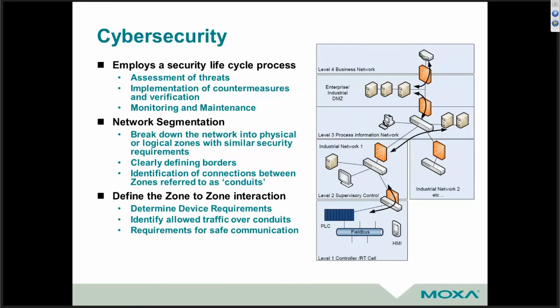So you can see central to all cybersecurity standards is really the need for security lifecycle and processes. It's the implementation of countermeasures and verification that they work, ongoing monitoring, and maintenance of those networks. It also involves the concept of network segmentation. And the segmentation is breaking down the network into physical or logical zones with similar security requirements, and then defining those borders very clearly between those zones and identifying the connections between them. And they refer to these in 62443, for example, as a conduit.